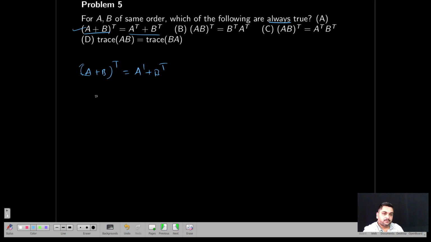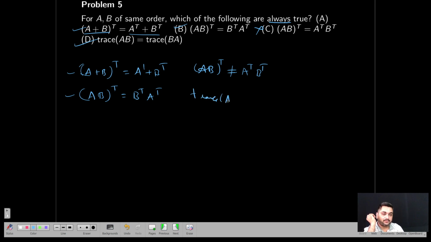Second, B. AB transpose is equal to B transpose into A transpose. This property was also seen. These are standard properties. Then AB transpose equal to A transpose B transpose. This is not always true. Also discussed. So this is true, this is not true. Then trace of AB equal to trace of BA. So by the properties, this is also true. That is, I can find trace of AB. This is equal to trace of BA. Okay. This is also true.